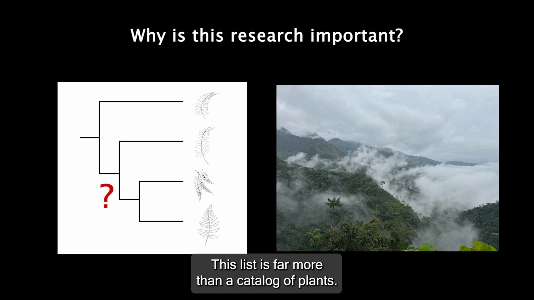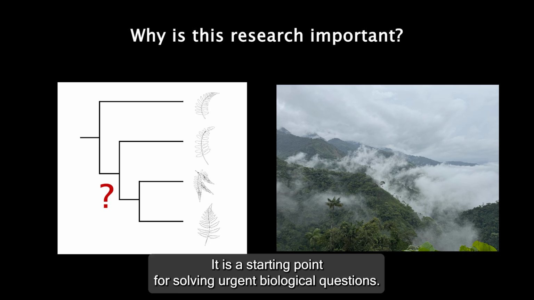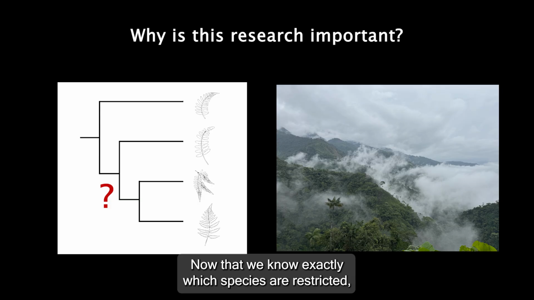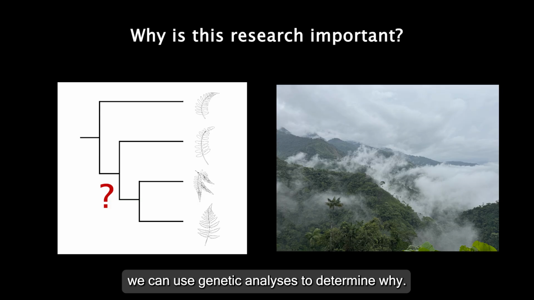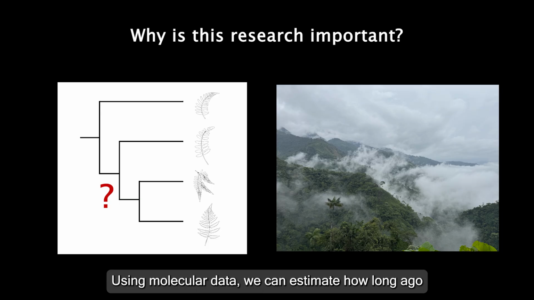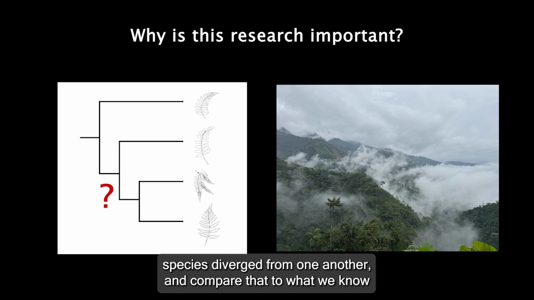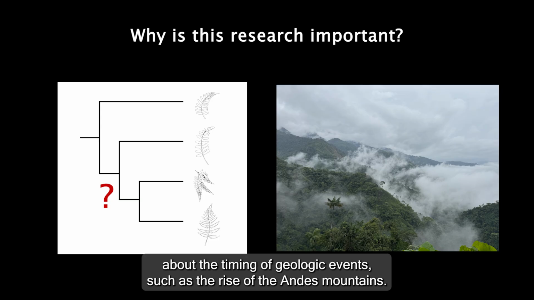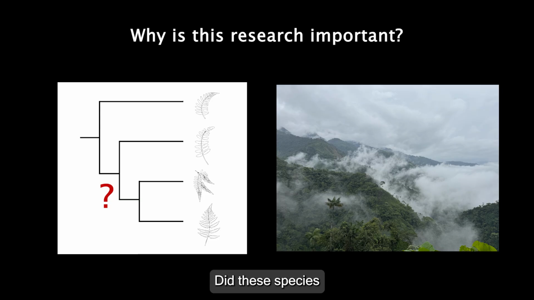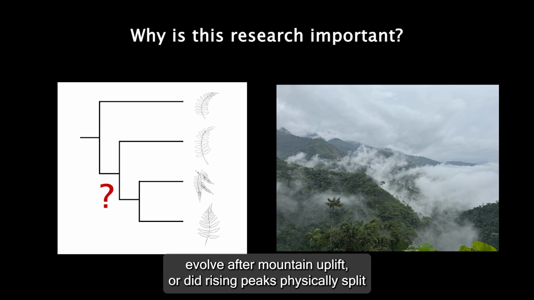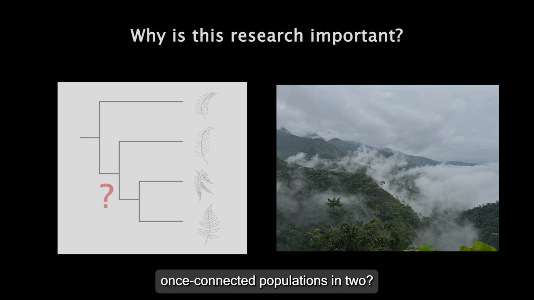This list is far more than a catalog of plants. It is a starting point for solving urgent biological questions. Now that we know exactly which species are restricted, we can use genetic analyses to determine why. Using molecular data, we can estimate how long ago species diverged from one another and compare that to what we know about the timing of geologic events, such as the rise of the Andes Mountains. Did these species evolve after mountain uplift, or did rising peaks physically split once connected populations in two?